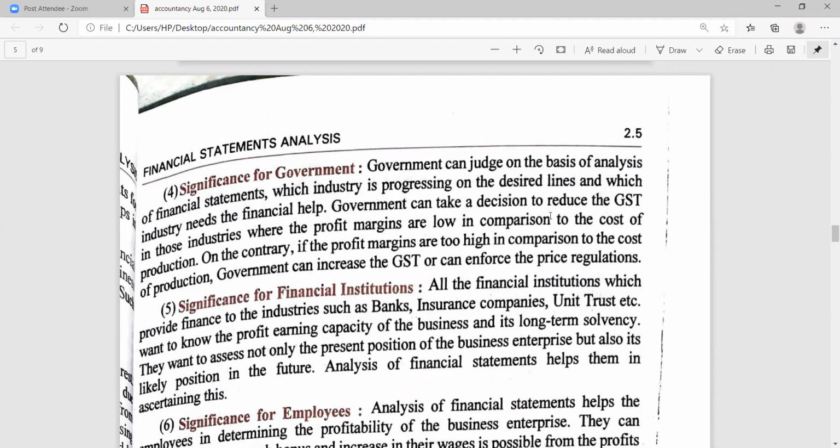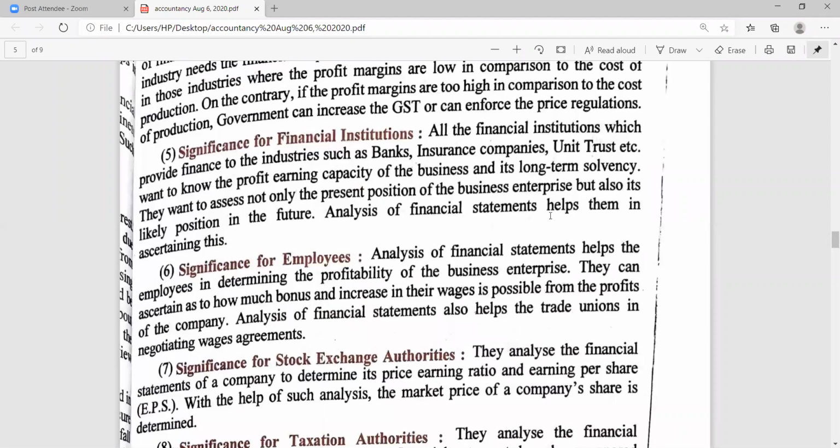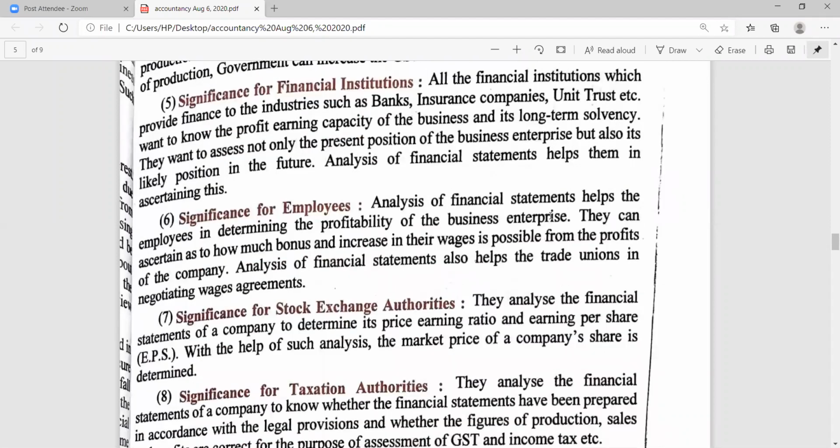Now, what is the significance of financial statement analysis for the employees? Employees are the people who are working in that organization. They are the human asset in a way. So analysis of financial statements also helps the employees in determining the profitability of the business enterprise. They can ascertain how much bonus and increase in their wages is possible from the profit of the company. Analysis of financial statements also helps the trade union in negotiating wage agreements.